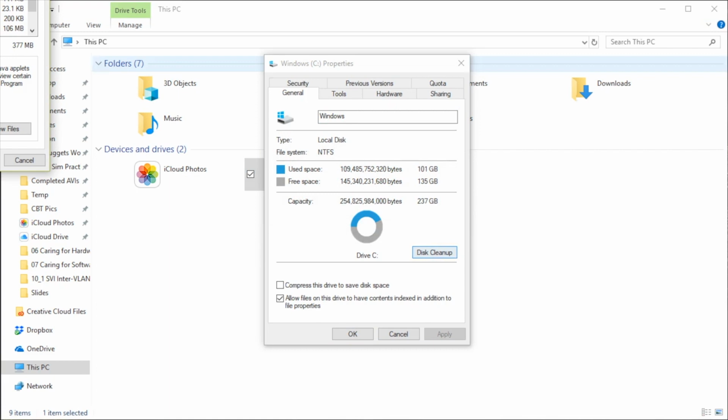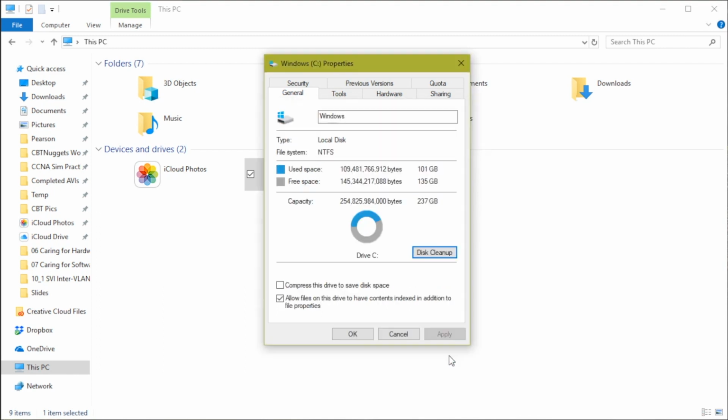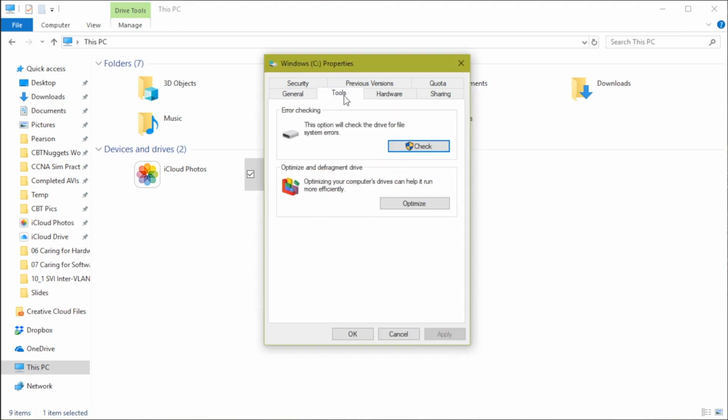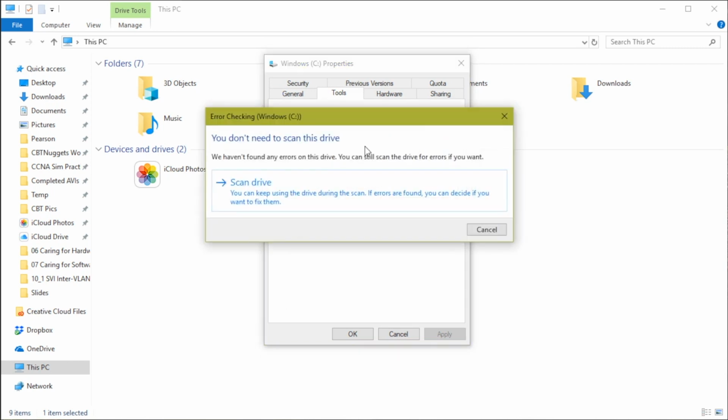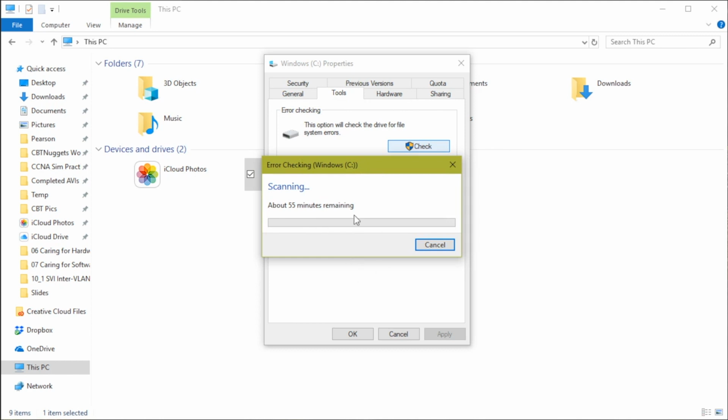So notice Microsoft gives us a disk cleanup utility that I can go in and free up space with. They also provide a checker for the integrity of the storage system, so we can go in and check the drive for errors. And unlike previous versions of Windows, this is super enhanced because we don't even have to reboot the operating system in order to perform these checks.